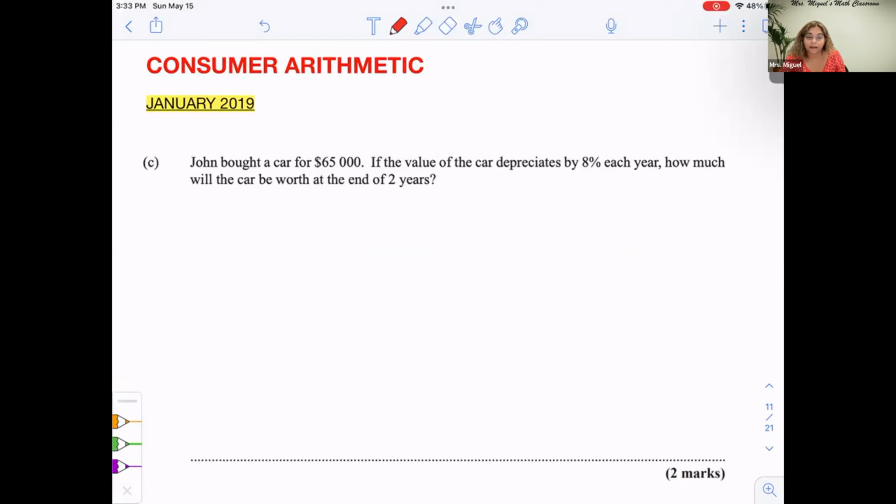John bought a car for 65,000. If the value of the car depreciates by 8%, how much would the car be worth at the end of 2 years? I am giving you 3 minutes to complete this question. And please don't go into your booklet. We are doing the question on our own without any answer, all right, to see how much we know.